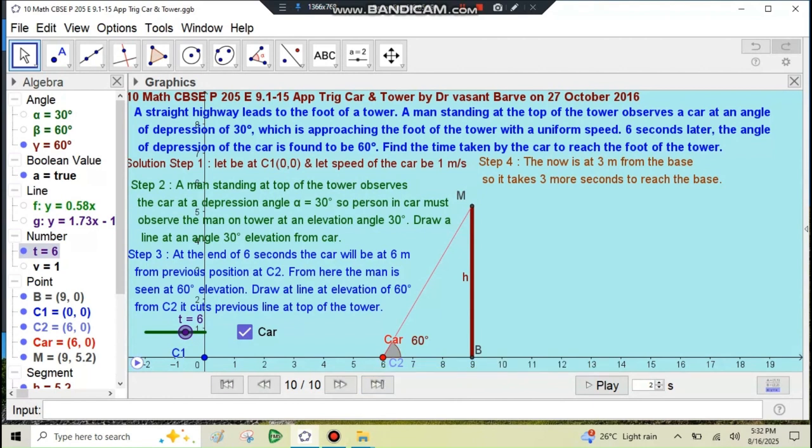I can show this animation to you. Right, so this is how you can make the problem interesting with the help of GeoGebra. So this can be made very, very interesting.